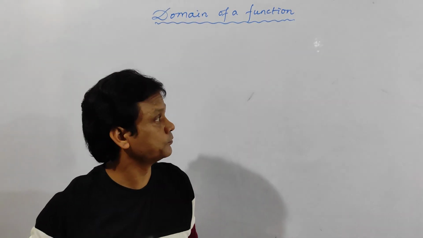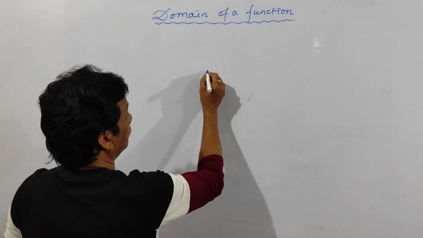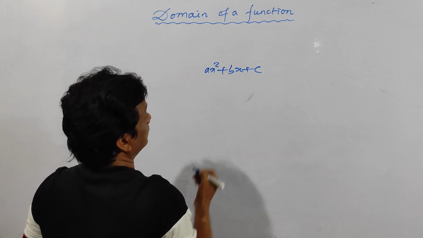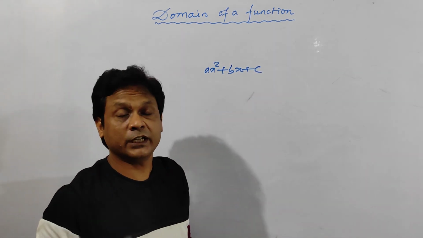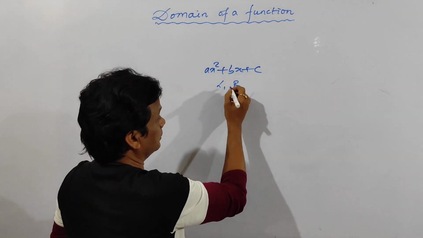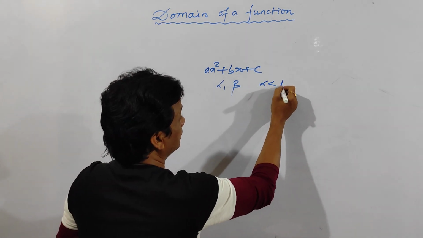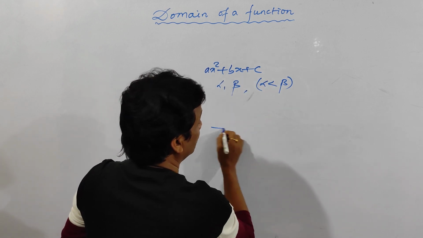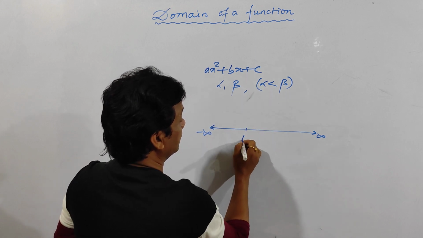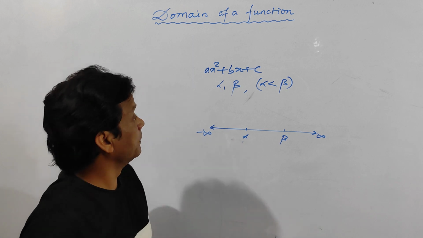Clear? See here. If ax square plus bx plus c is a quadratic expression, and it will give two roots, for example alpha, beta. Listen carefully, and let alpha be less than beta. So you should draw a number line. This is minus infinity, this is infinity. If alpha is less than beta, then here it is alpha, here it is beta. Clear?